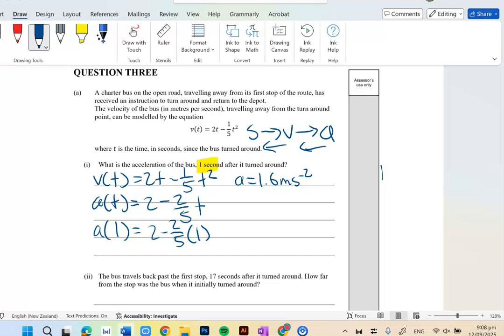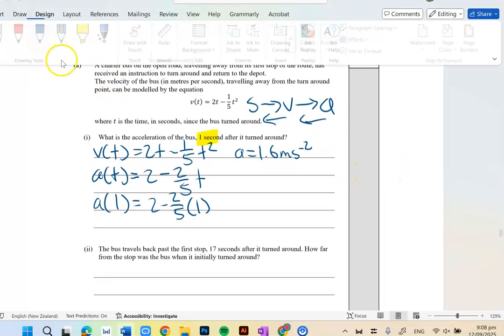Alright. And that's part 1 done. Next one.